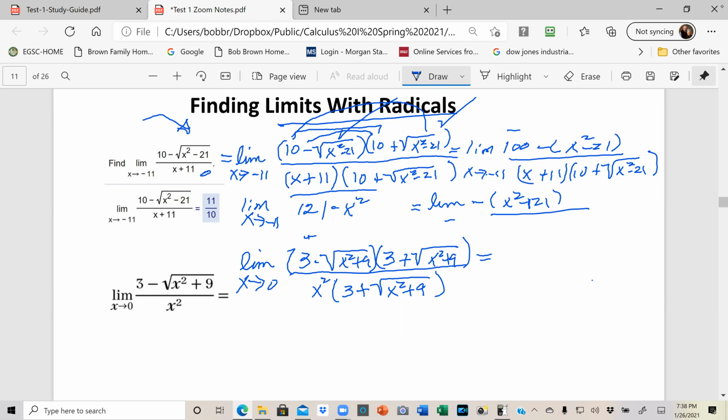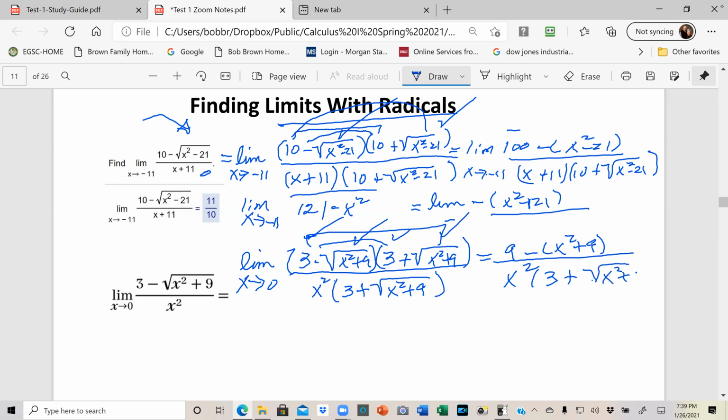And you get 3 times 3 is 9. 3 times the radical minus 3 times the radical gives you 0. And then you get minus the radical times the radical, which takes the radical away. And you got x squared times 3 plus the square root of x squared plus 9. And now we've got 9 minus 9, which is 0. And we're left with the minus x squared. So we get the minus x squared over x squared times 3 plus the square root of x squared plus 9.